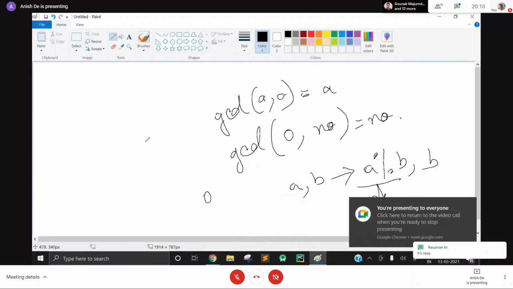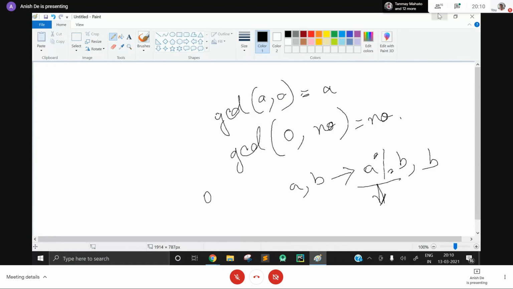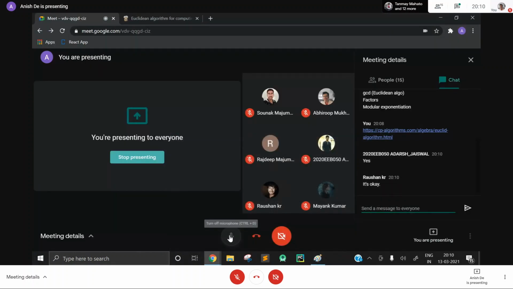Okay, so we have done our first topic of today. We are now moving on to the second. Sonak will explain calculating, meaning printing, the factors of a number. Sonak, you can continue.